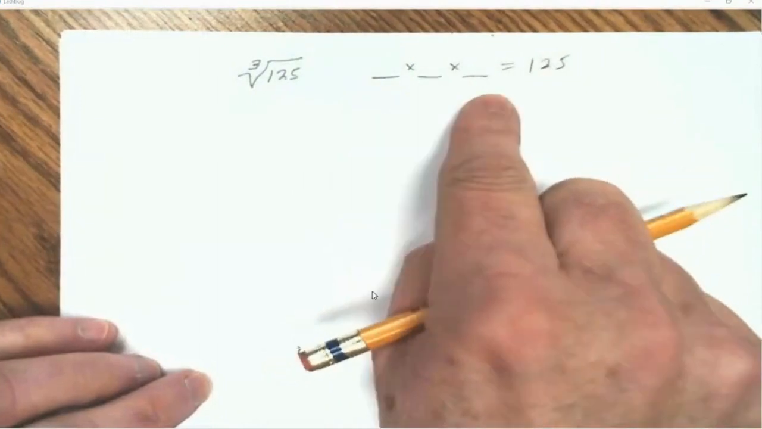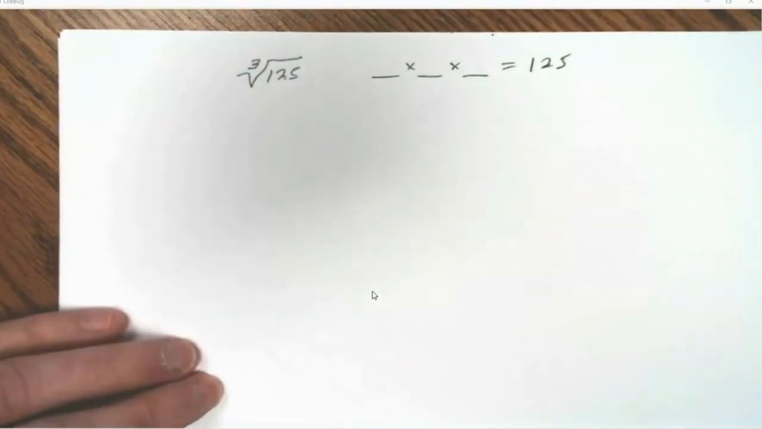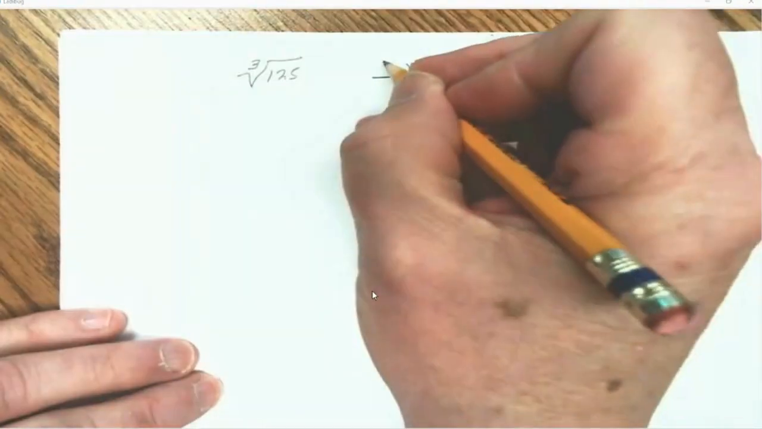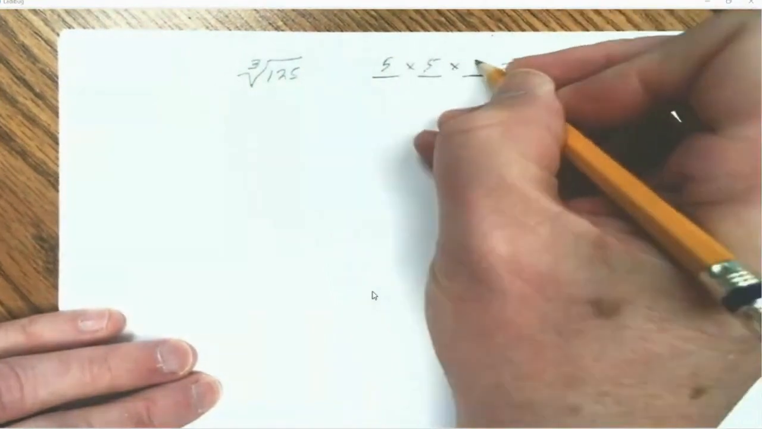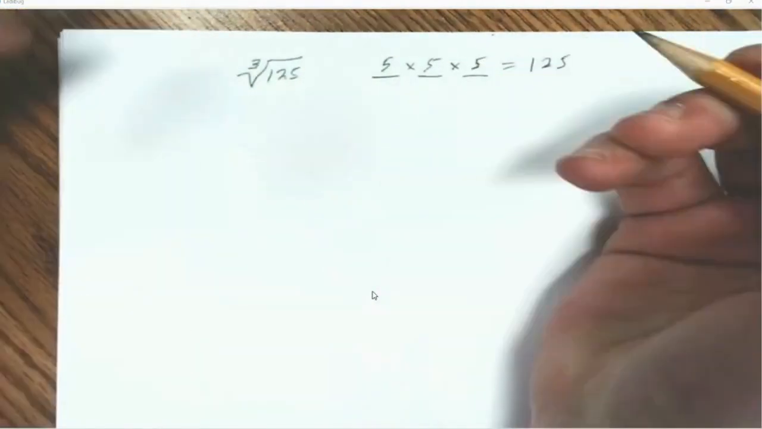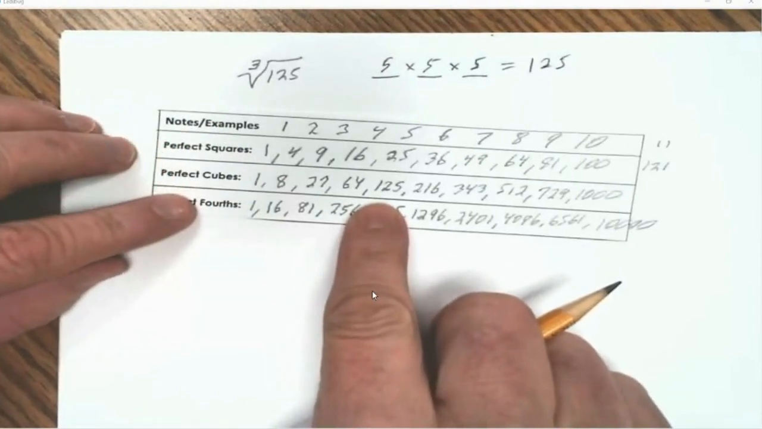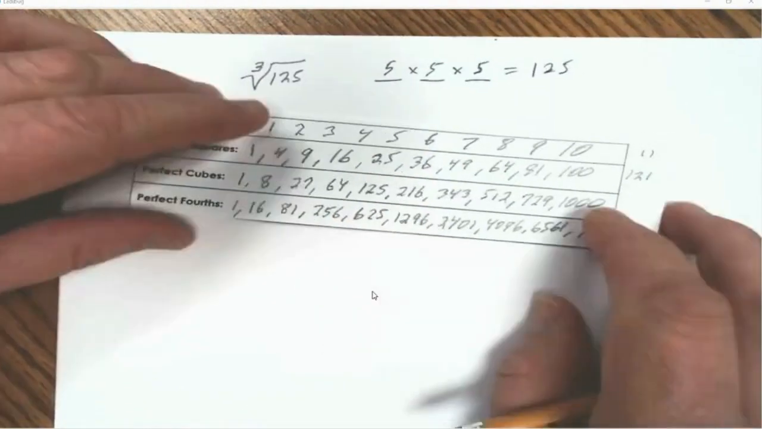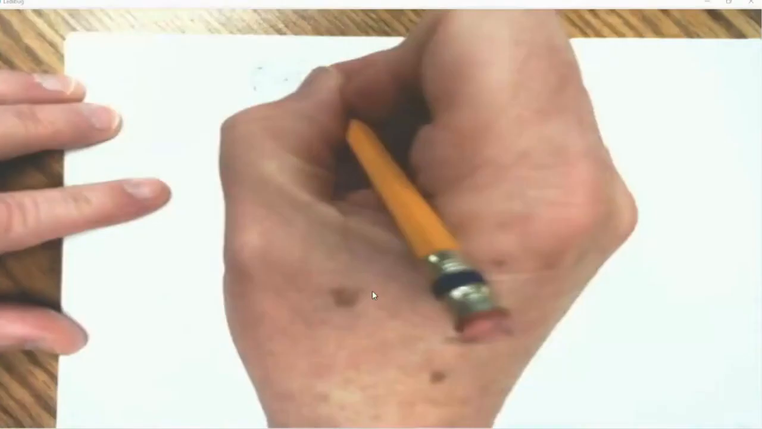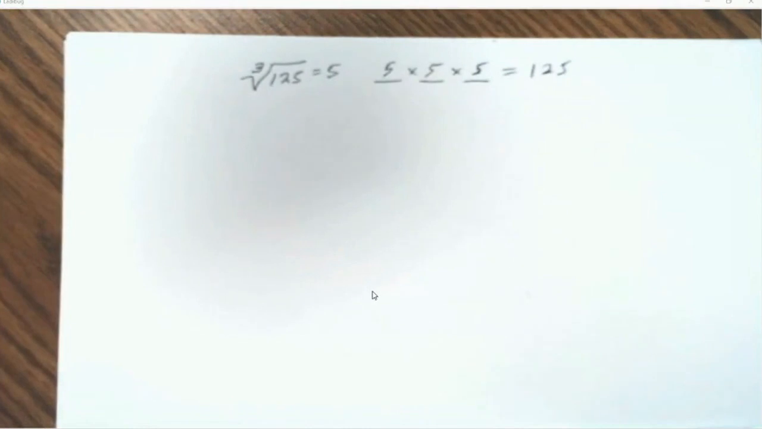Something times something times something equals 125. Well, 5 times 5 times 5 equals 125, because I know that 125 is one of my perfect cubes. So this would equal 5. That's what the cubed root of 125 is: 5.